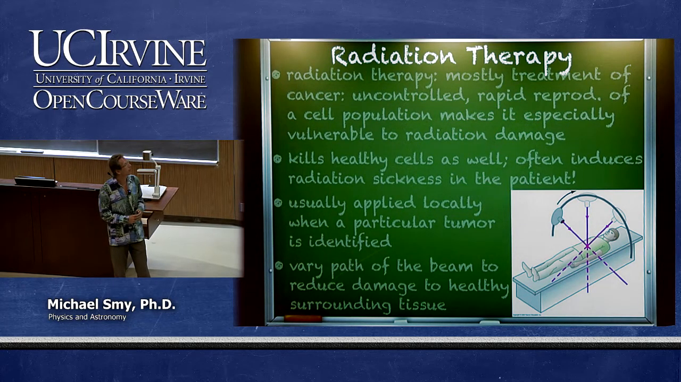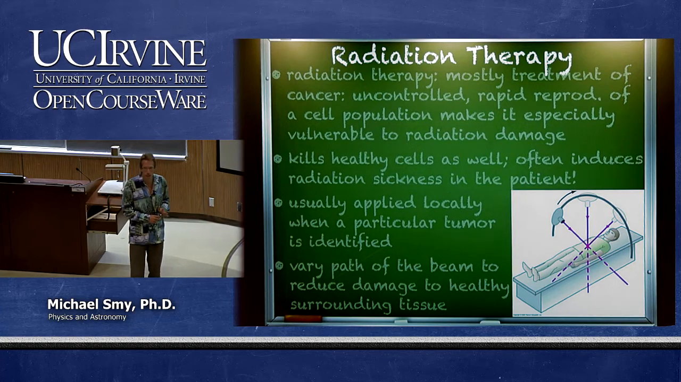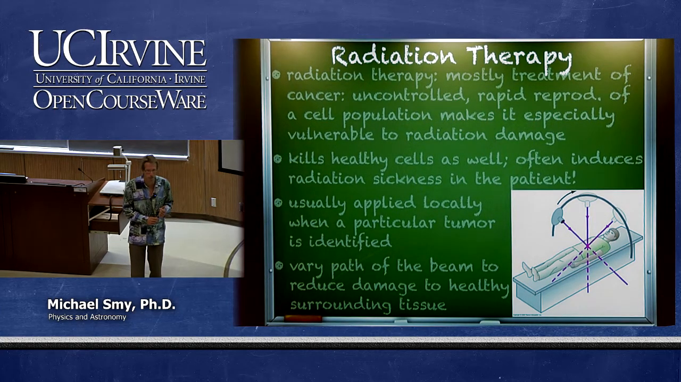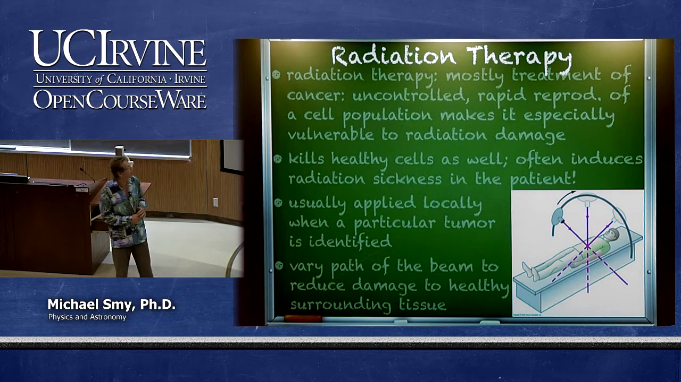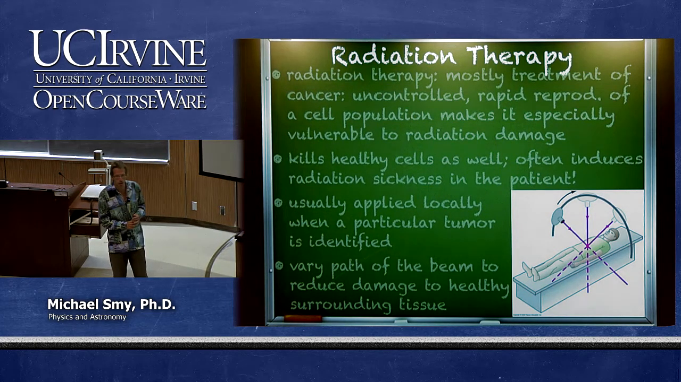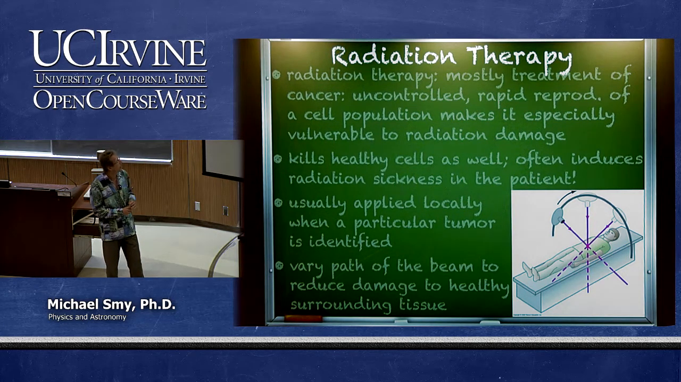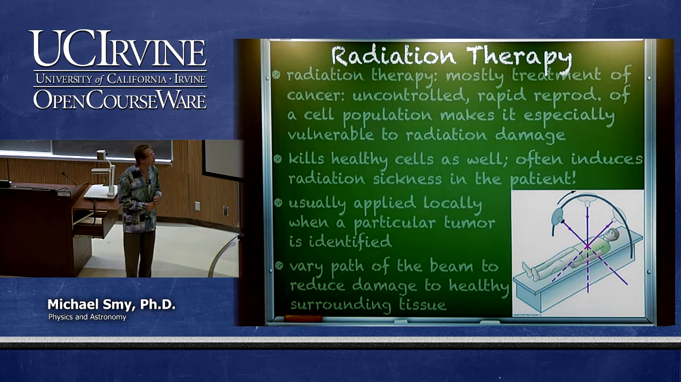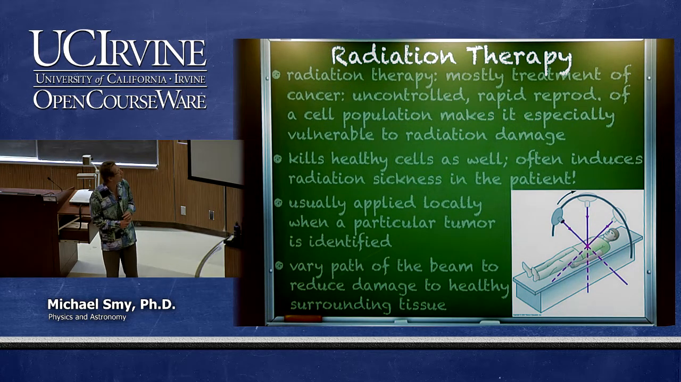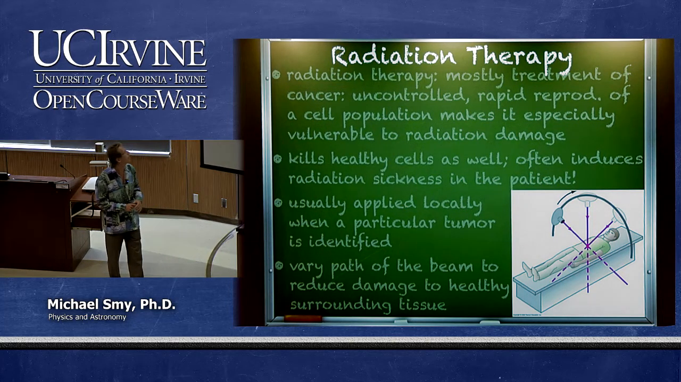And this is particularly effective because cancer is defined as an uncontrolled rapid reproduction of cells, and such cells, when they're reproducing often, are particularly vulnerable to radiation damage, a bit more so than healthy cells which don't reproduce as often. However, it does kill healthy cells as well, and radiation therapy often induces radiation sickness in the patient. And so it's a balancing act.